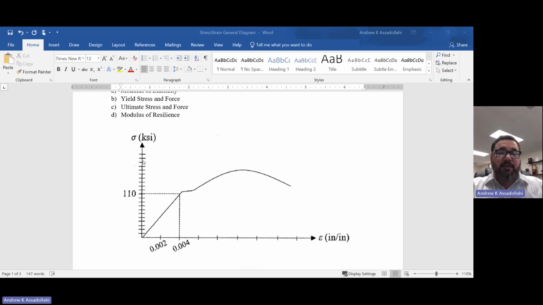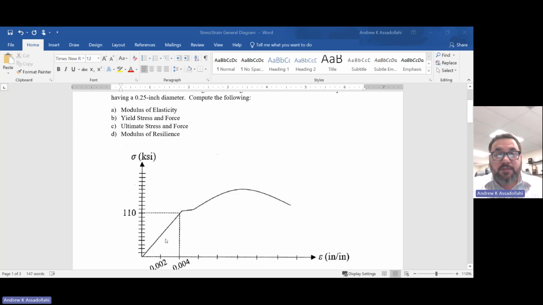Let's take a look at the scales on these two axes. We're given a value of 110 KSI at this tick mark. Now, if we count these tick marks, 1, 2, 3, 4, 5, 6, 7, 8, 9, 10, 11, we notice that the 11th tick mark is 110 KSI, which means every tick mark is worth 10 KSI. That's going to be important to us later whenever we're reading values off. On the horizontal axis, each tick mark is worth 0.002.